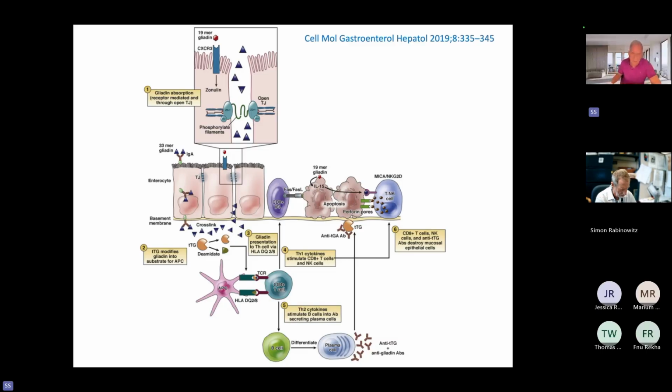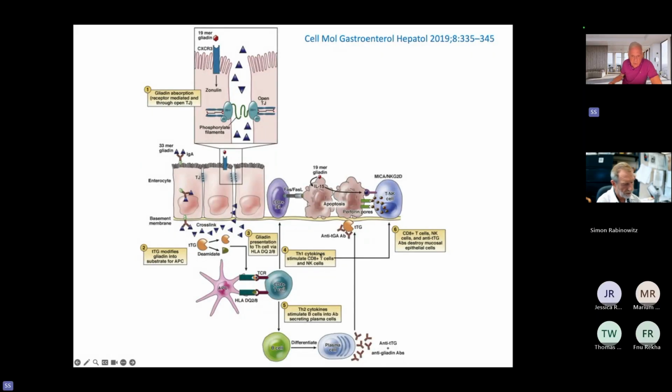So overall, let's review everything we've just discussed. Gliadin absorption is via receptor mediation with CXCR3 through an open tight junction. As a result, we get the deamidated gliadin, and tissue transglutaminase modifies the gliadin into a substrate that can be picked up by an antigen-presenting cell. We have gliadin presentation to the TH cells via HLA DQ2 and or DQ8.